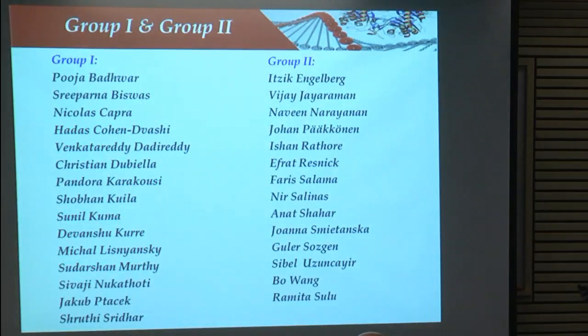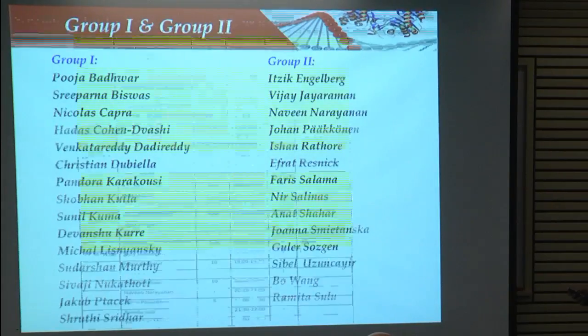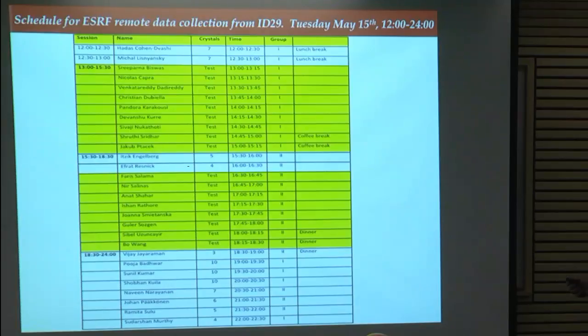Okay, so these are the groups in your handout. There was a mistake: these two people, Sharuti and Ramita, are switched. So this is group 1 and this is group 2. The way we're going to work is as follows.